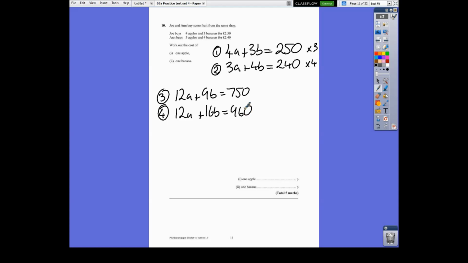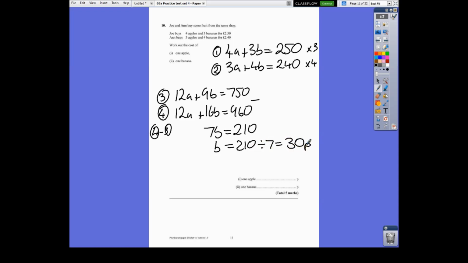Now, to get rid of the apples in this, we could take one from the other. I would actually take 4 from 3 because that would save us getting negative numbers. So if we do 12a take 12a is no a's, that's the whole point of doing it. 16b's take away 9b's is going to be 7b's. And 960 take away 750 is 210. So if we divide 210 by 7, we get that the price of a banana is 30 pence.